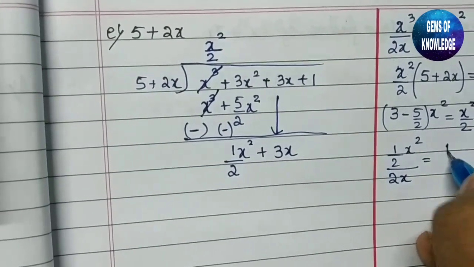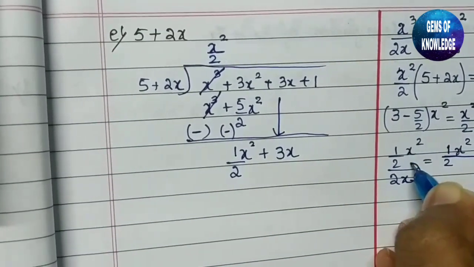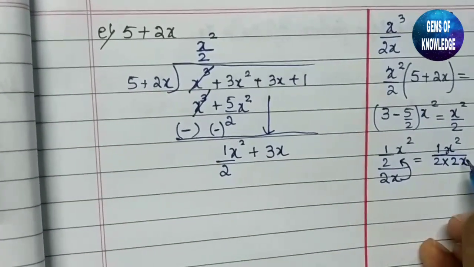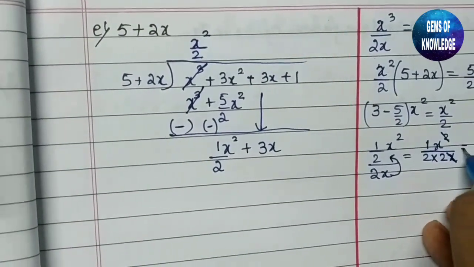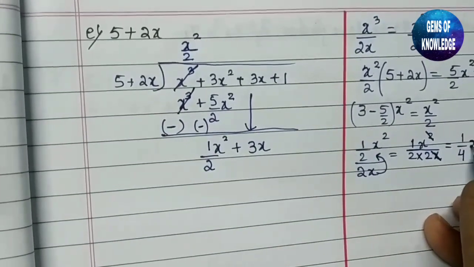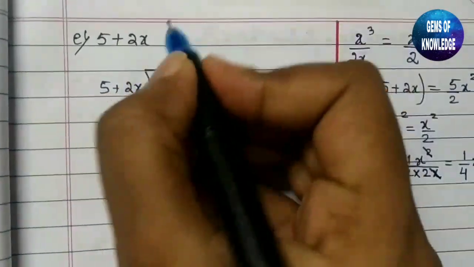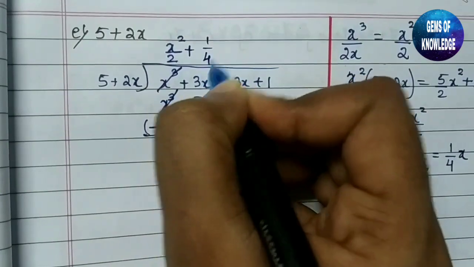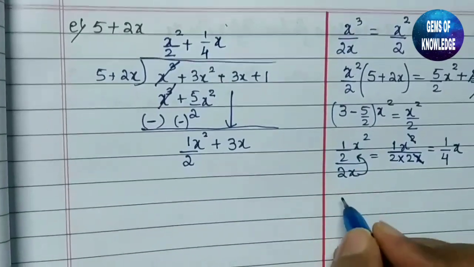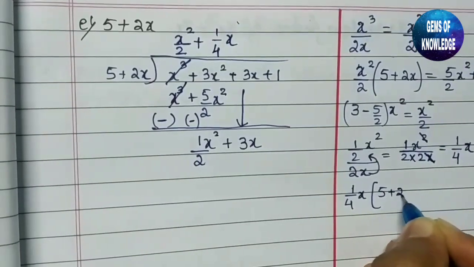You will write this term like this, 1 by 2 x square. Again, when you take this 2x to the upper side, it will be multiplied by this 2x, this 2. Okay, so here x and 1x will be cancelled. So we are remained with 1 by 4 and x. Okay, so this 1 by 4 of x must be written here, plus 1 by 4 of x. Now this must be again multiplied by this whole number. So here we are getting 1 by 4 of x must be multiplied by 5 plus 2x.